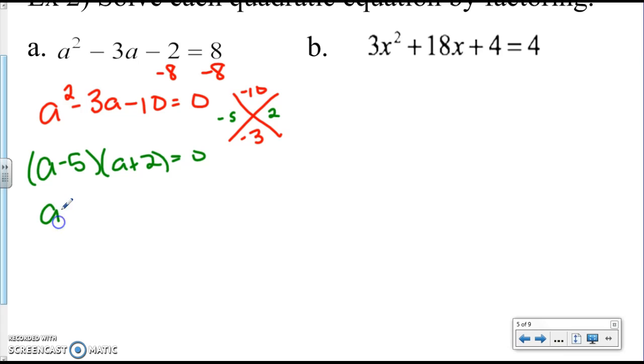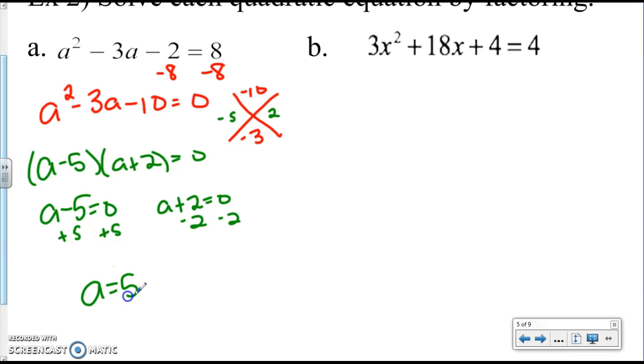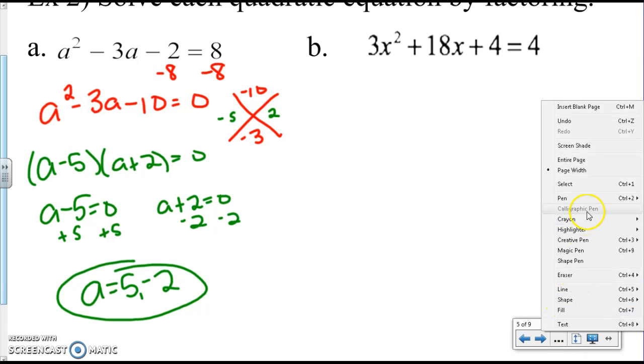Set each part equal to 0 and solve. Okay, so main difference between what we did last week when we reviewed and what we're doing now is that we actually have to take this a step further. So for the first one, I'm going to add 5 to both sides to get 5. Second one, I'll subtract 2 from both sides to get -2. And those are my 2 answers. Now to check this, all you have to do is plug them back into the original and make sure you get 8 on this side, because there's an 8 on that side, which these do actually work.